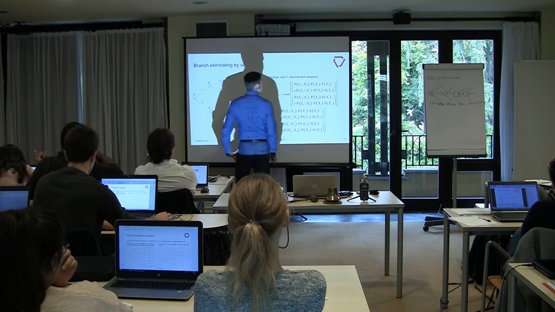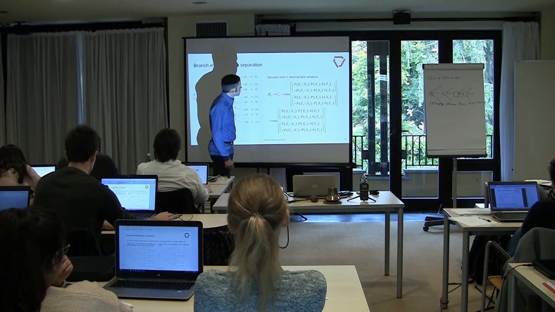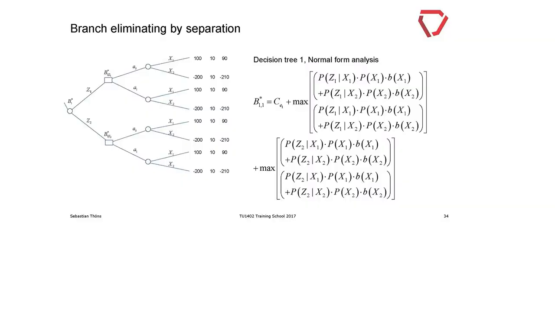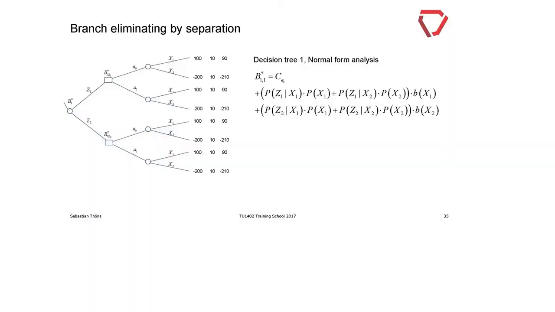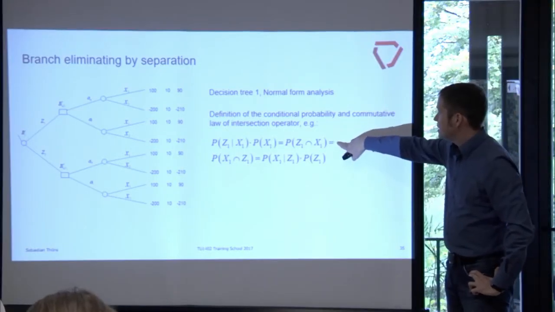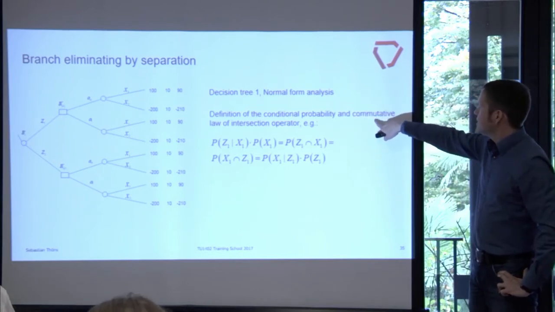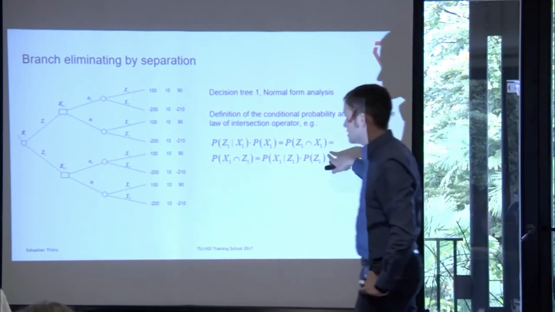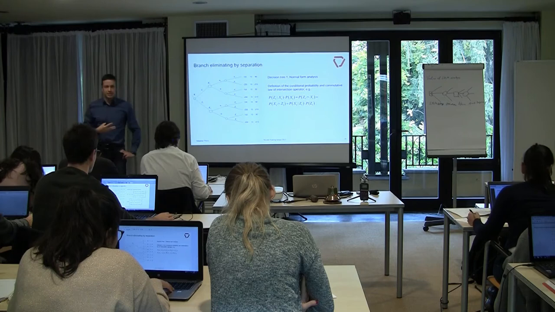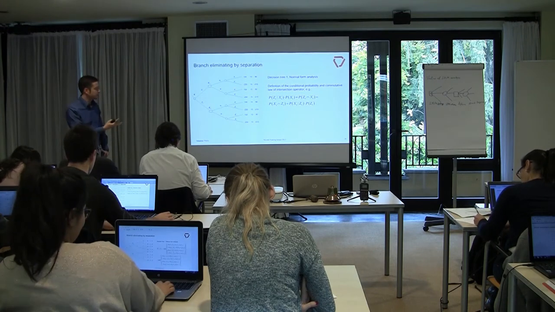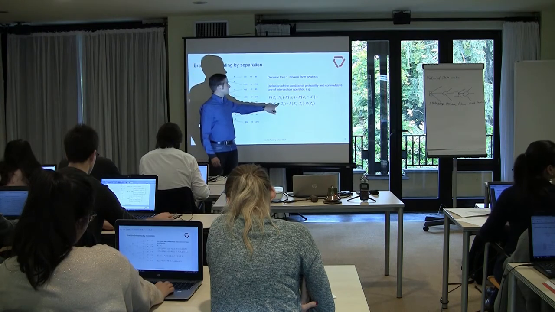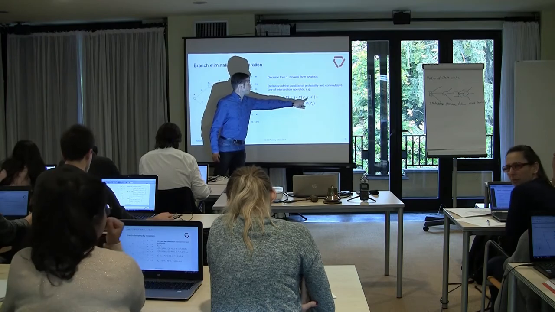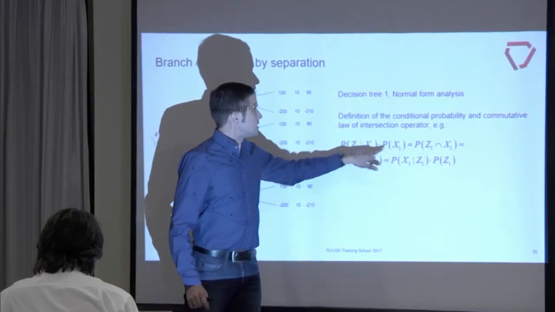Okay, and then there must already be something visible. Okay, we can reformulate this equation to this one. And now we work with the conditional probability and the commutative law of the intersection operator. So that's basically the set of laws which are responsible for the Bayesian updating. So this is set operation, and this is the definition of the conditional probability. And due to the commutative law, we can write it the other way around, and it's basically the Bayesian updating.